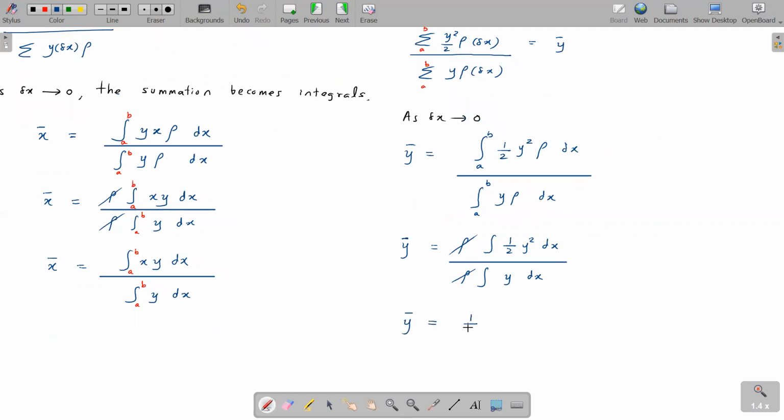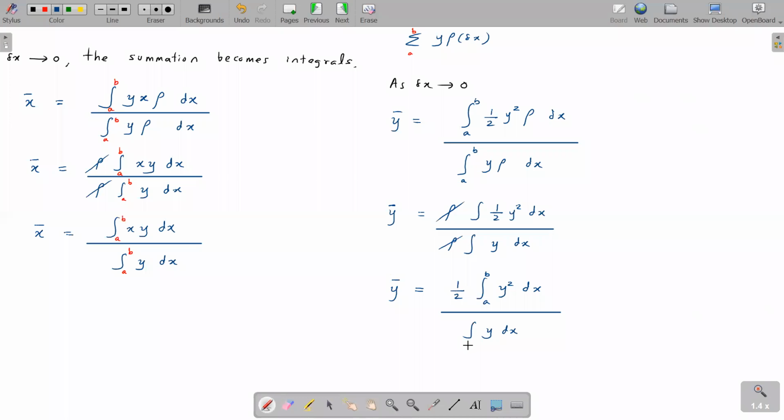So y bar equals half integration, you can take the y square out or keep it in, integration limits a to b, divided by integration of y dx, limits a to b. So guys, these are the two special equations.